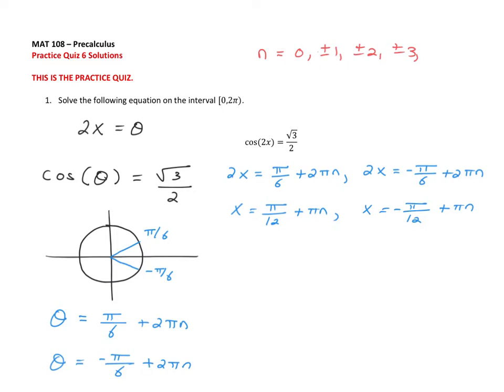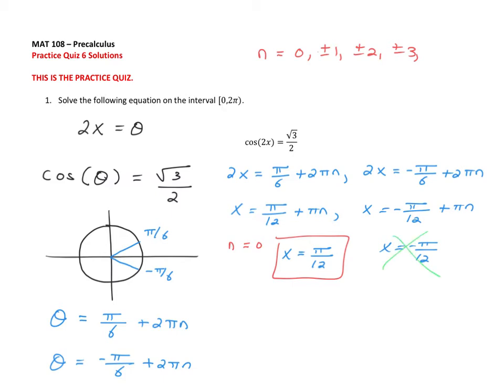I think what I'm going to do is start with n is equal to 0. So I'll put 0 here and 0 here. If I start here and put a 0, I just get pi over 12. So here's a solution. X is equal to pi over 12. And that's good. Pi over 12 is in this interval. Excellent. So we want to include this one. This is a solution. But if I put n is equal to 0 into this equation, I get negative pi over 12. So x is negative pi over 12. But that's no good. I mean, negative pi over 12 is less than 0. So I do not want to include that.